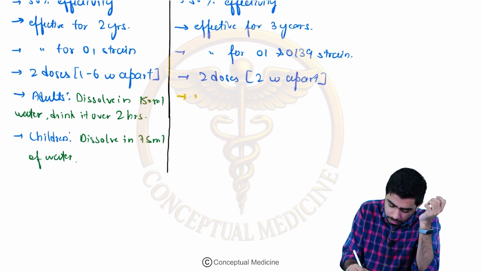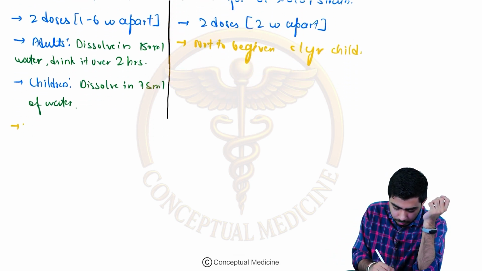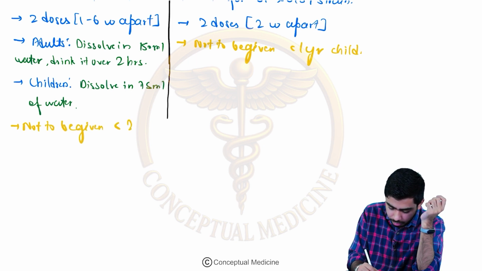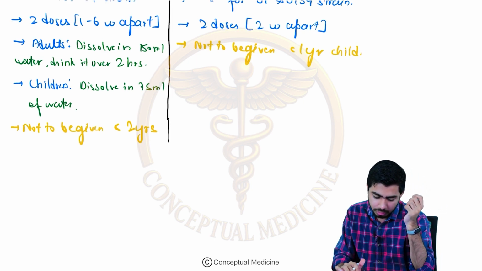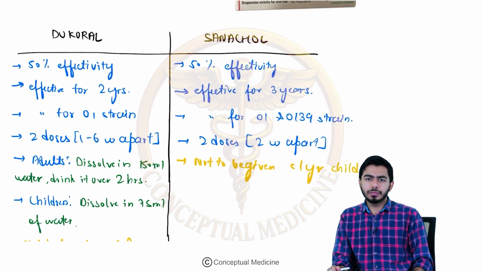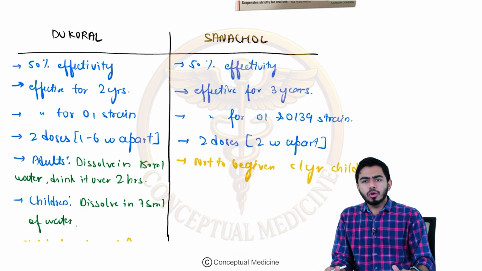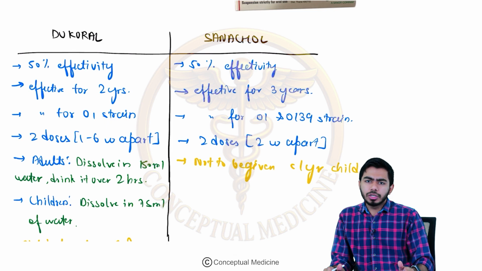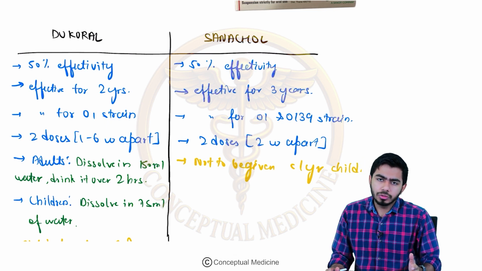So it should not be given in a child of less than 1 year, and here it should not be given in a child of less than 2 years. So that is the difference between the Decoral and the Shanchol. Right, guys, so that was the difference between the Decoral and the Shanchol. So this was about the cholera, where we have talked about the cause of the cholera, the etiological agent, the clinical features, and the prevention measures. So that was about the cholera.